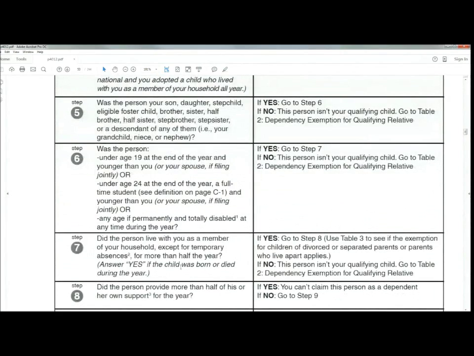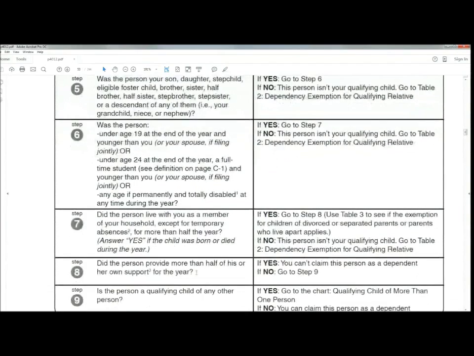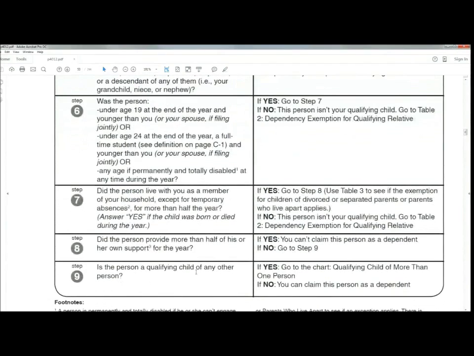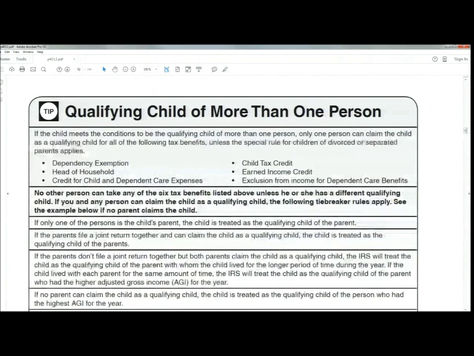Did Peter live with her over half the year? Did Peter live with Jane over half the year? Absolutely, he did. Did Peter provide over half the support? No. Is the person a qualifying child of any other person? Yes. So what we've got, as we expected, is Peter as a qualifying child for both mom and grandma. Let's sort it out. Tiebreaker rules, page 50, my page 52. It'd be one back for you guys. You'd be going to page C4, Charlie 4. All right, so let's sort it out.